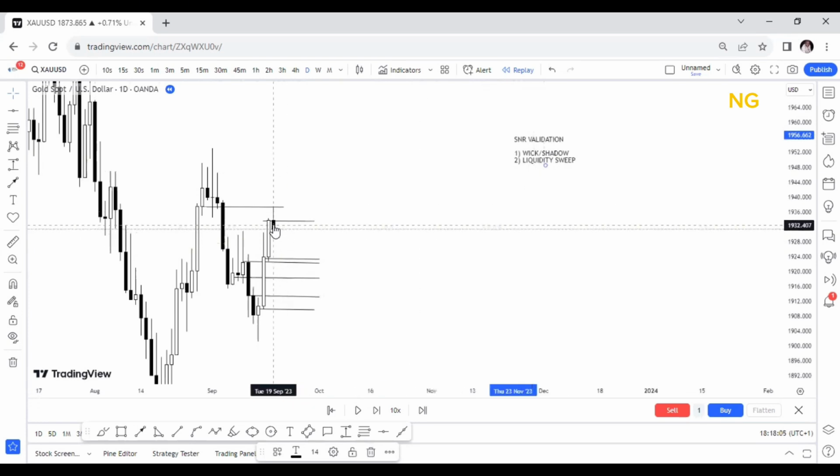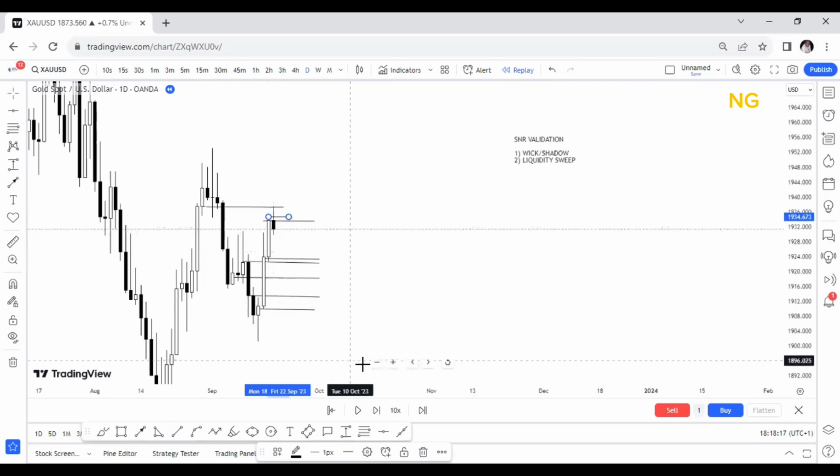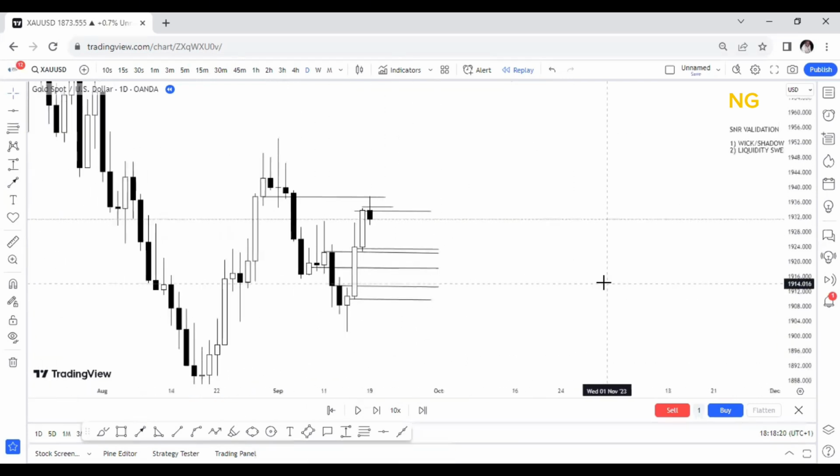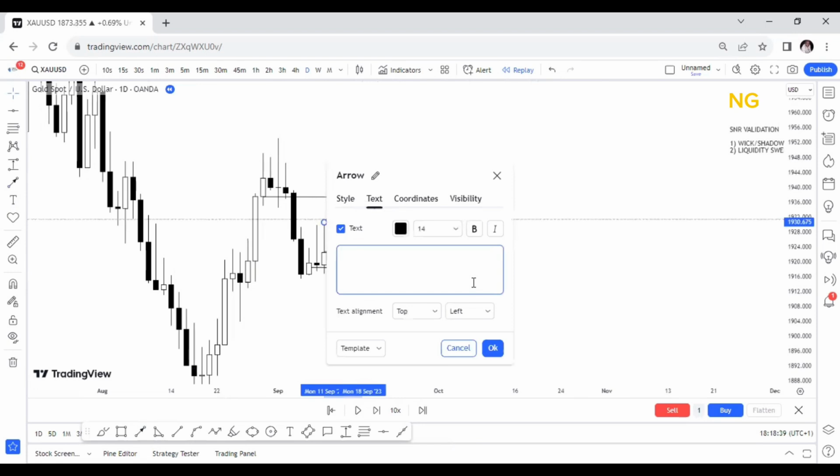Then you want to see a liquidity sweep. What is a liquidity sweep? If you look at this place here, this candle has been taken out. See, the high of this candle was taken out before the price tapped into this. So this is a liquidity sweep. And again, you see this place too. This is a liquidity sweep. The high of this double top here was taken out.